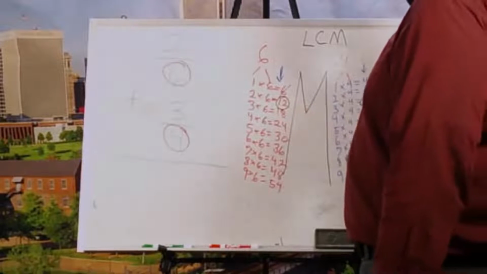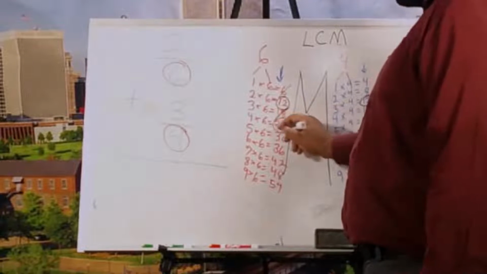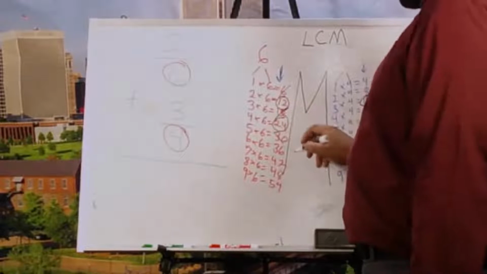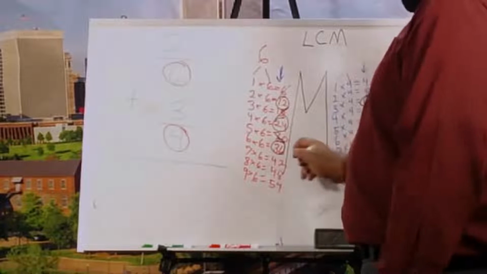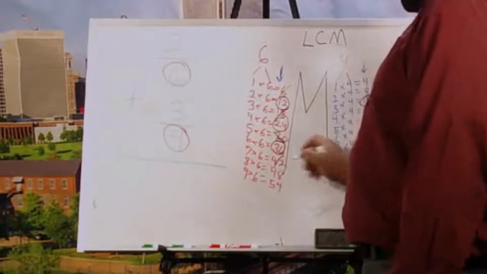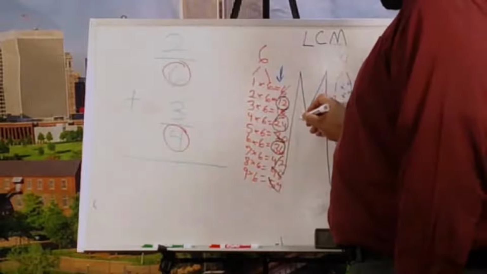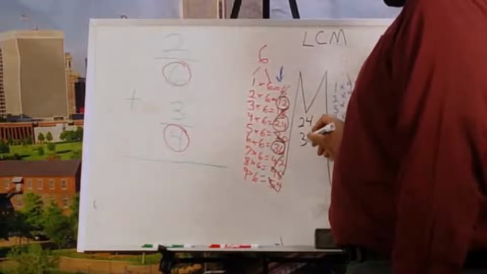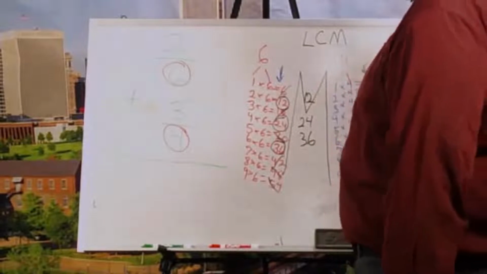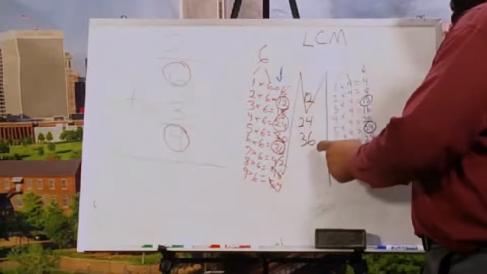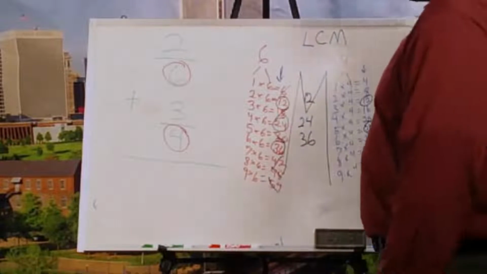Is there 18 over here? No. Is there a 24 over here? Yep. Is there a 30 over here? No. Is there a 36 over here? Yes. Is there a 42? No. Is there a 48? No. Is there a 54? No. So what are the common multiples? 24, 36 and 12. Okay, out of the 12, the 24, and the 36, which one is the smallest? Obviously, it's going to be the 12.